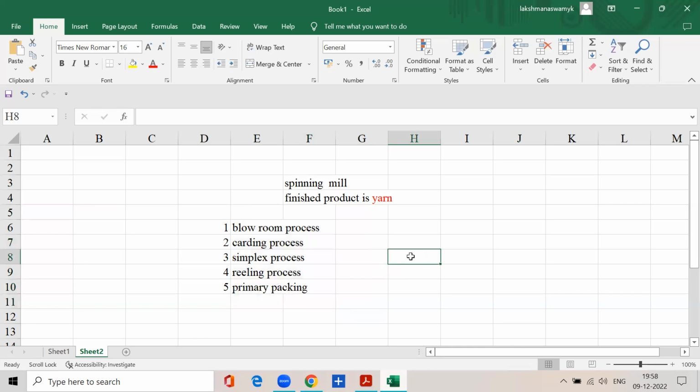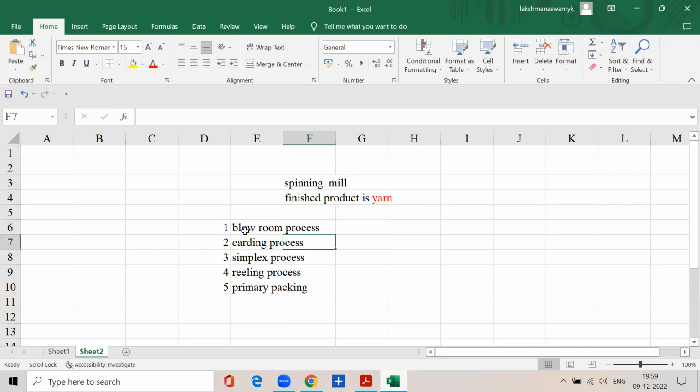They want to know. For example, I'm taking you step by step into the subject. You can create blow room process as one cost center. Carding process as one cost center. Simplex process as one cost center. Reeling process as one cost center. Primary packing as one cost center. So each process, this is called a phase of manufacturing process, can be created as one cost center.